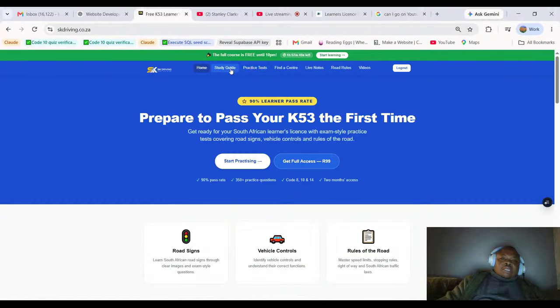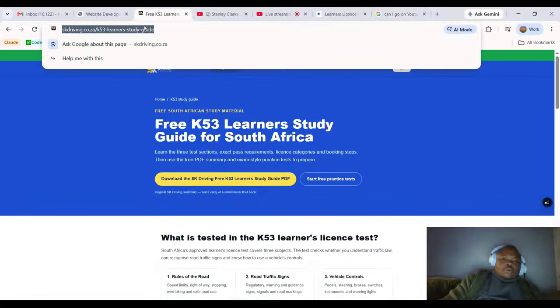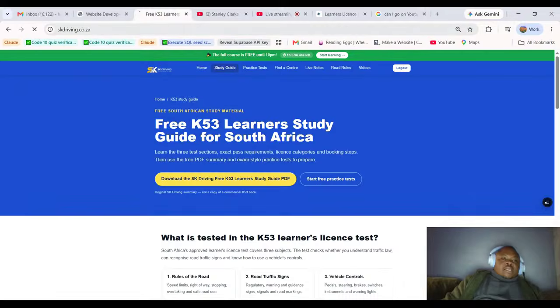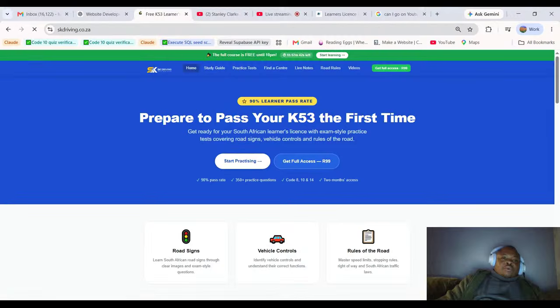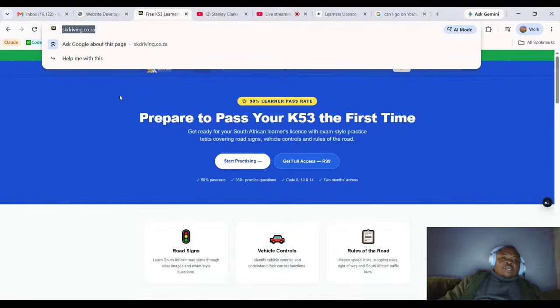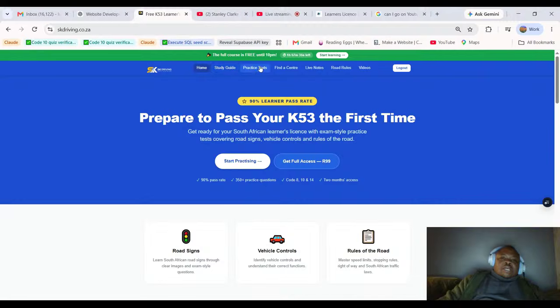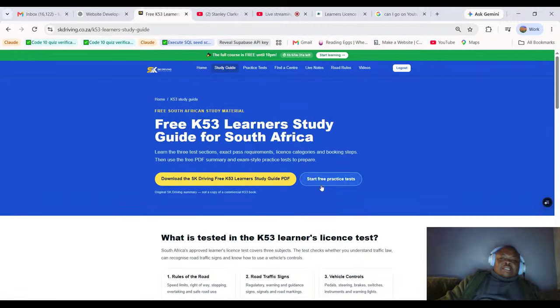Let's begin by acknowledging the platform. The learner's license is available on skdriving.co.za. Don't forget the platform, it's skdriving.co.za.